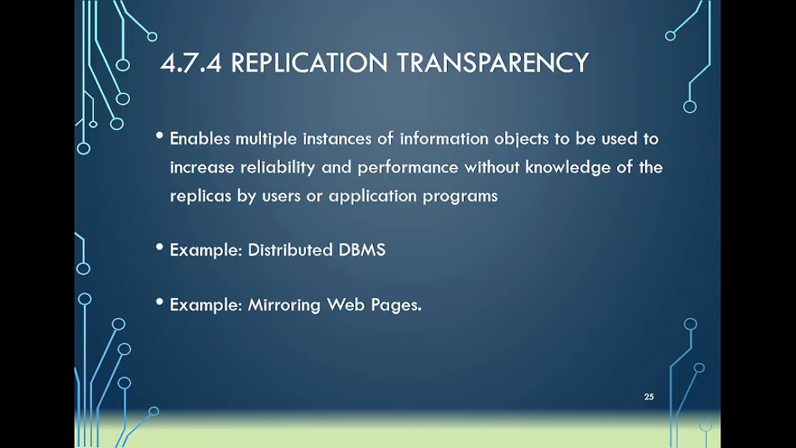We also have the replication component, and this is what brings on board the fault tolerance mechanism. When you replicate data across multiple servers, you are in a position to offer different options to the user. It enables multiple instances of information objects to be used to increase reliability and performance without knowledge of the replicas by users or application programs. For example, distributed database management systems and even mirroring of web pages. I'm in Kenya, and if I want to access the Facebook page, the Facebook servers are, I believe, thousands of miles away from me. But Facebook will replicate those web pages to the closest server that I can access. That is an example of mirroring of web pages.